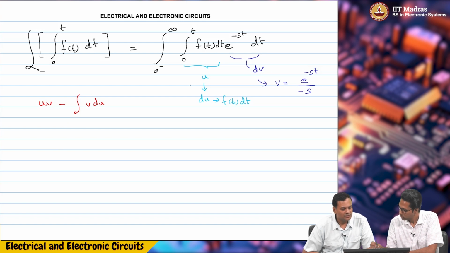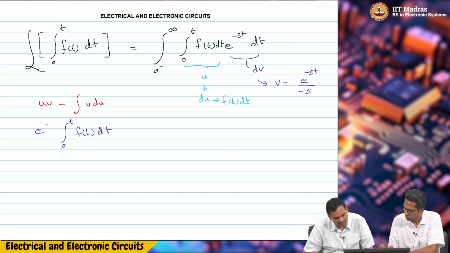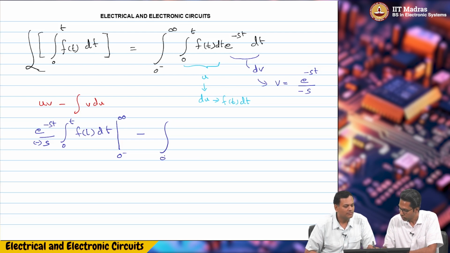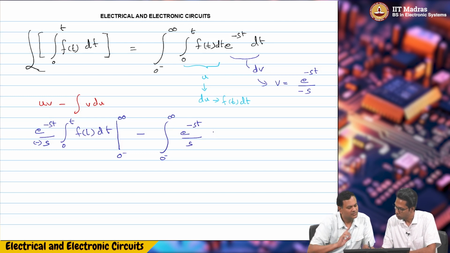U is integral 0 to t f of t dt. V is e raised to minus st by minus s, from 0 minus to infinity, minus integral of v du, so e power minus st by minus s, f of t dt.